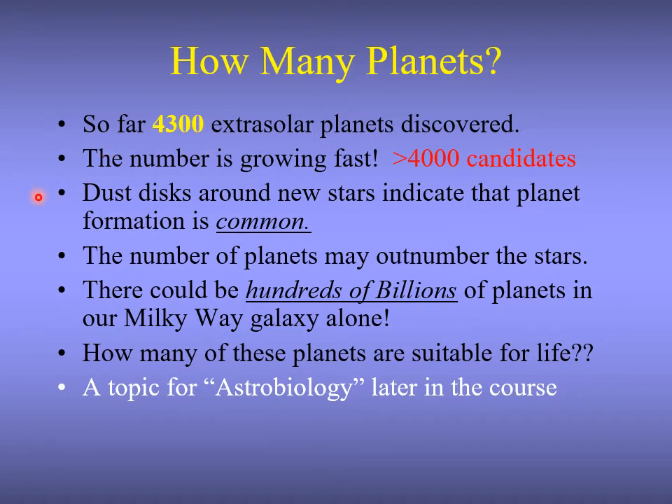One thing we're learning is that the disks around new stars indicate that planet formation is very common. In other words, the number of planets probably outnumbers the stars. So if you think about just our Milky Way galaxy with something like 200 billion stars, there are probably several hundred billion planets in our galaxy alone. We'll talk about galaxies later, but our Milky Way is just one of more than 100 billion galaxies in the observable universe. So the numbers are staggering in terms of how many planets there could be in the universe.